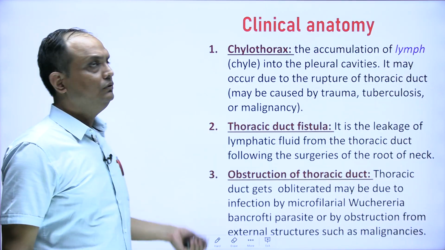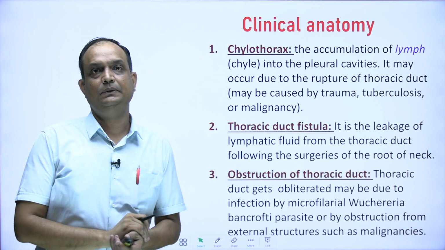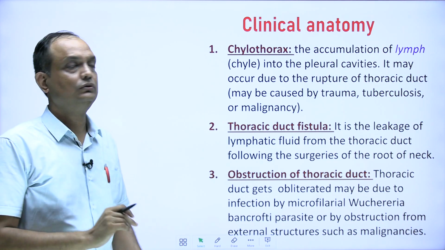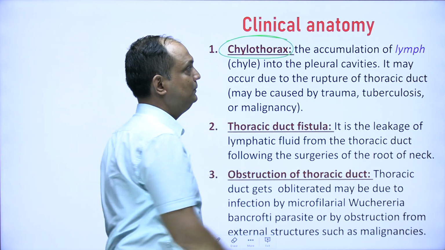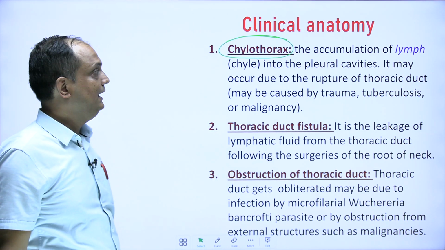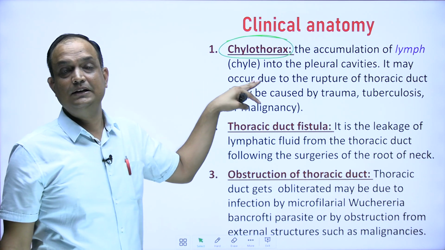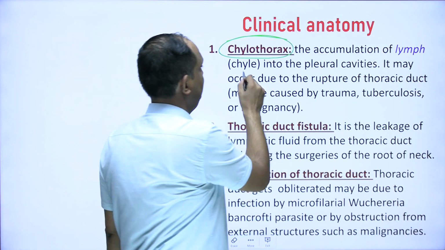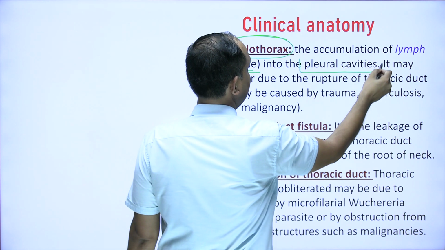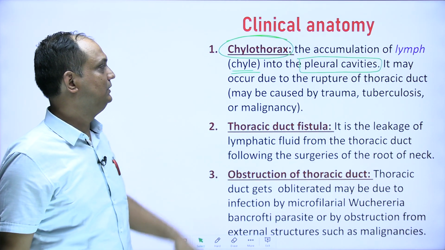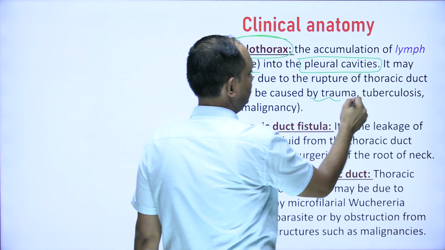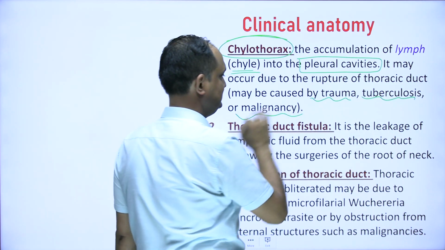Now, what is the important clinical anatomy related to the thoracic duct? The thoracic duct sometimes will get damaged in the posterior mediastinum, and if damage occurs, there is a collection of the lymph or the chyle in the pleural cavity, and that is known as chylothorax. It may occur due to rupture of the thoracic duct caused by trauma, tuberculosis and malignancy.